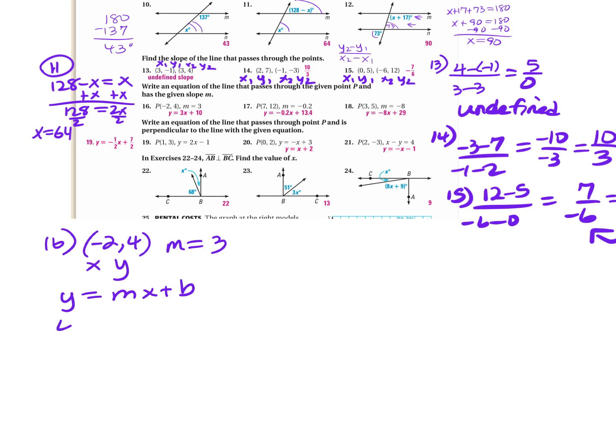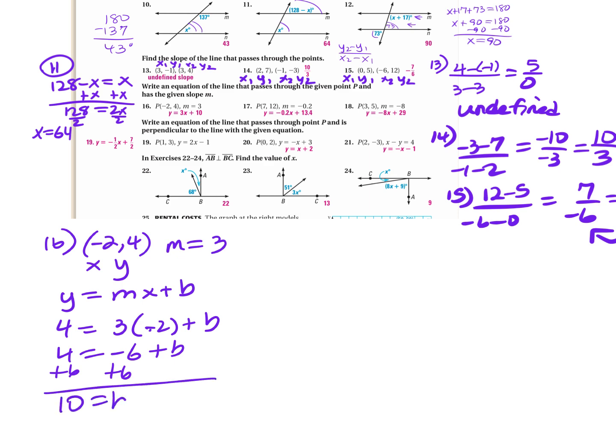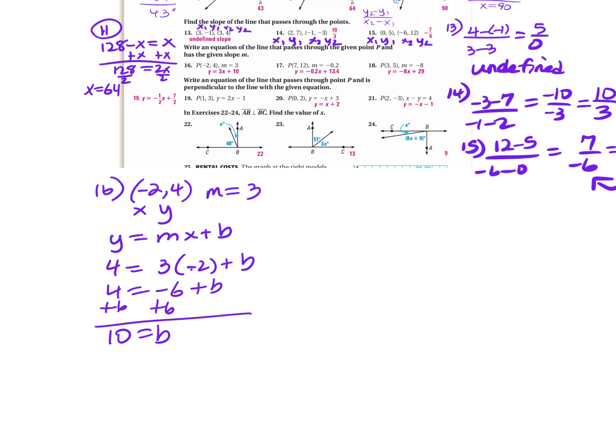So I'm going to replace the y with 4, my slope with 3, my x with negative 2. I'm going to multiply. I'm going to add 6. And the b, or my y-intercept, is positive 10. So my equation, I'm now going to take my newly found b as well as my slope and plug it back into y equals mx plus b. So y equals 3x plus 10. I'm going to do the same thing on number 17.